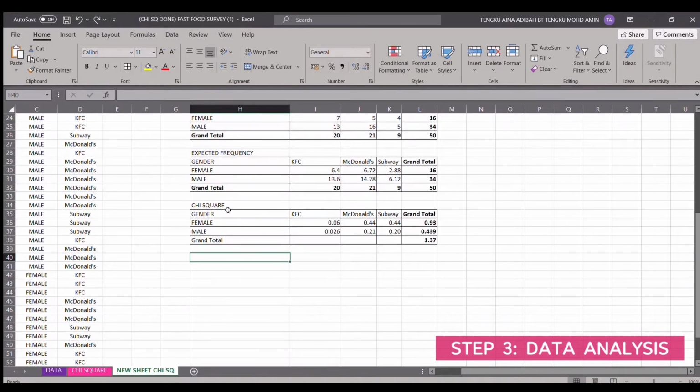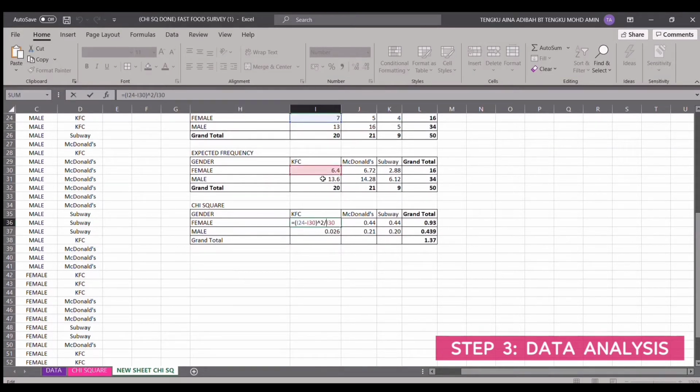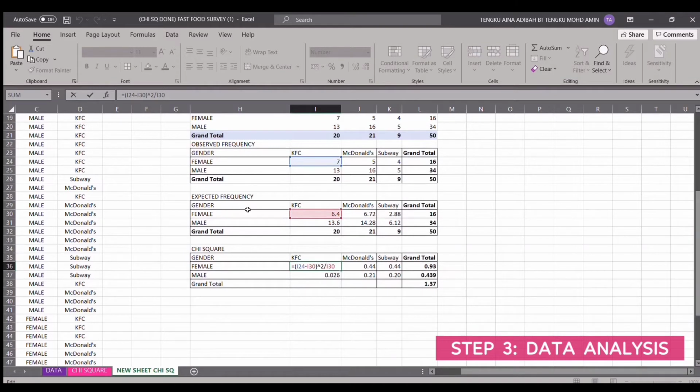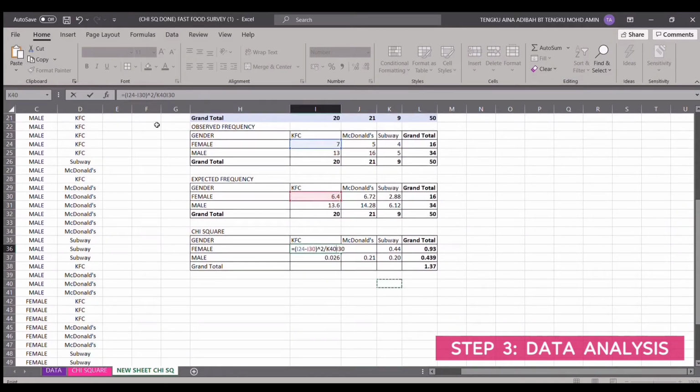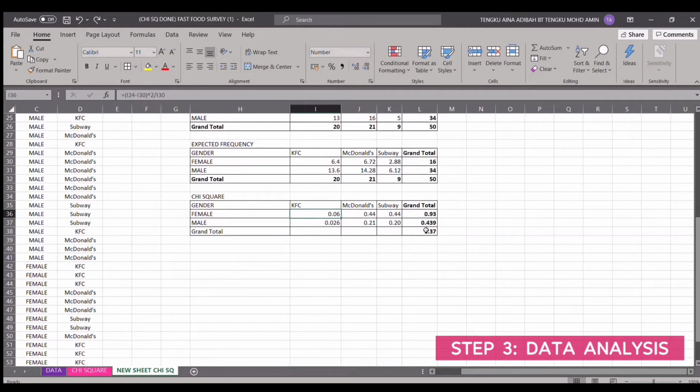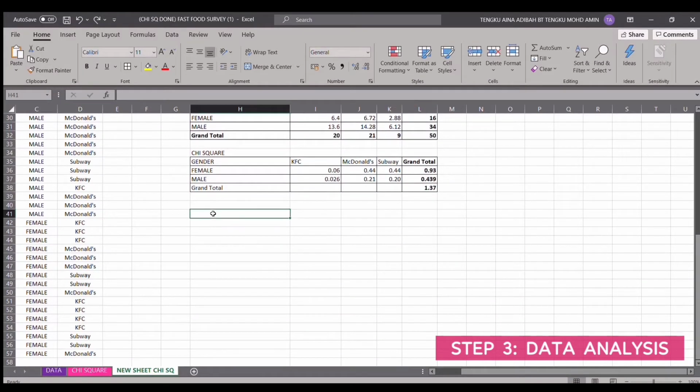So I have calculated all the chi-square values using the previous similar formula, which is observed frequency minus expected frequency, squared, and then divided by expected frequency. So these are all the values that I got, and these are the grand totals of the overall based on their rows, and then this is the total for the sum of both. Okay, so we move on to the next step, which is step 4.